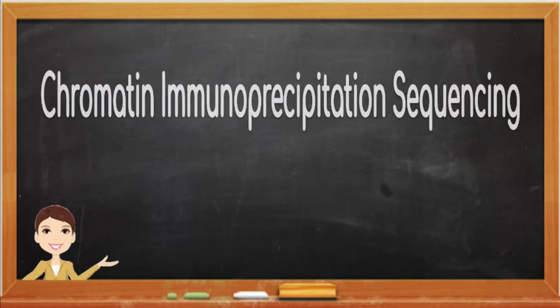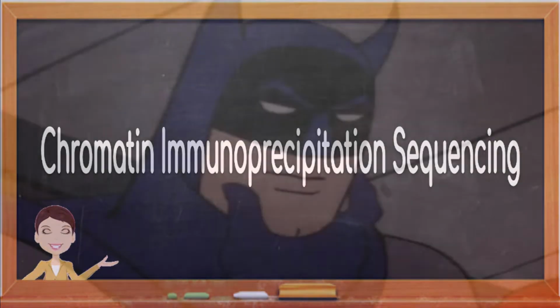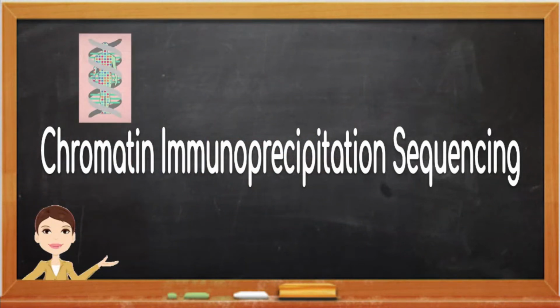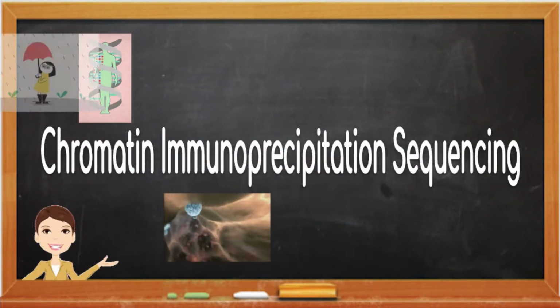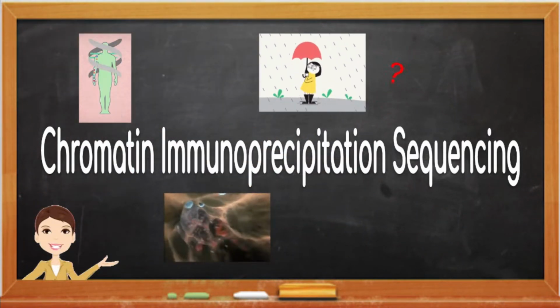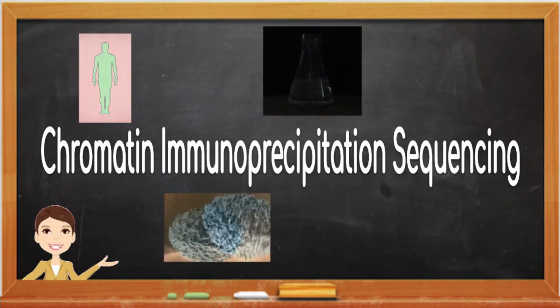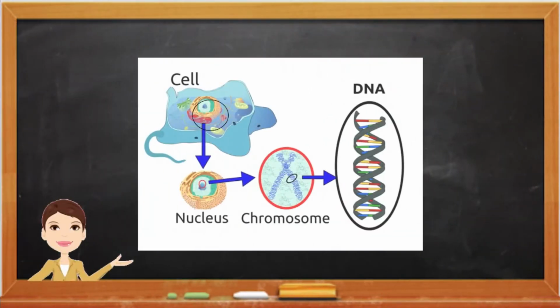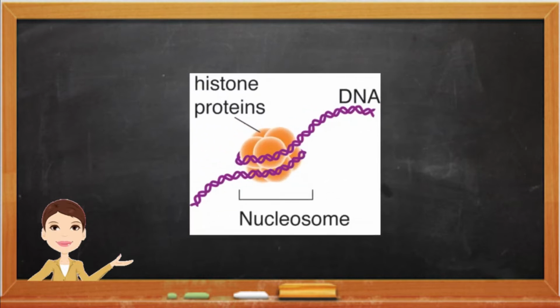Chromatin immunoprecipitation sequencing. What do these words mean to you? You might be thinking of DNA, the immune system, rain, or most likely solutes and solutions, and lists of some sorts. These are all great, but let's visit some important concepts and come back to it. Keep in mind, in every cell there's a nucleus containing chromosomes, and that is made out of chromatin, which is in turn made of DNA and histones, the packaging proteins.